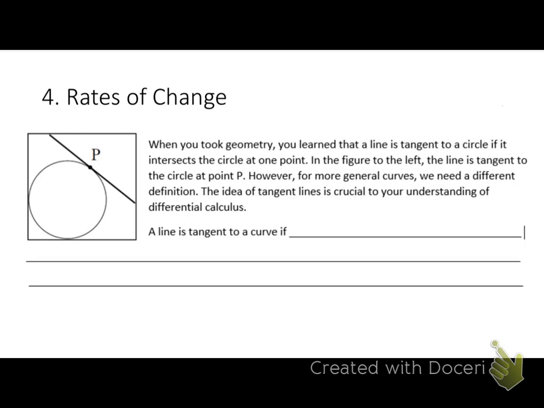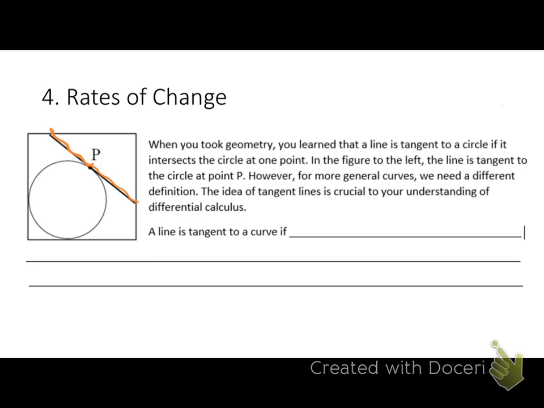Normally over time, right? And so when we're talking about rates of change, we really want to find the rate of change of the tangent line. Now, when you were in geometry, you learned that a tangent line is when a line touches a circle exactly one time. Okay, so if you look at the picture over to the left, this straight line that P is on is a tangent line.